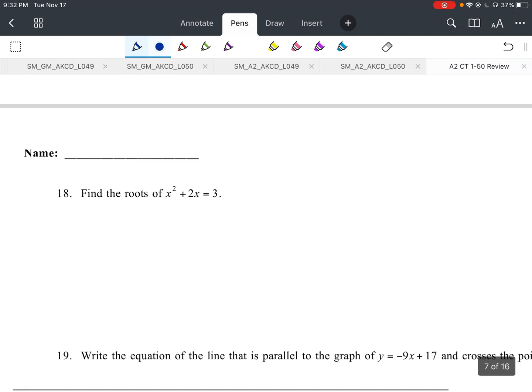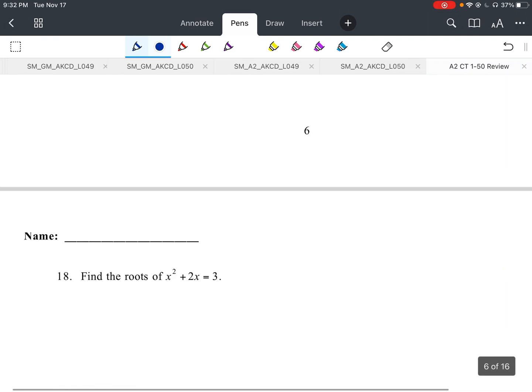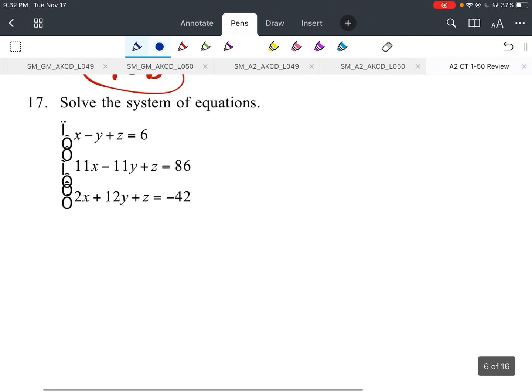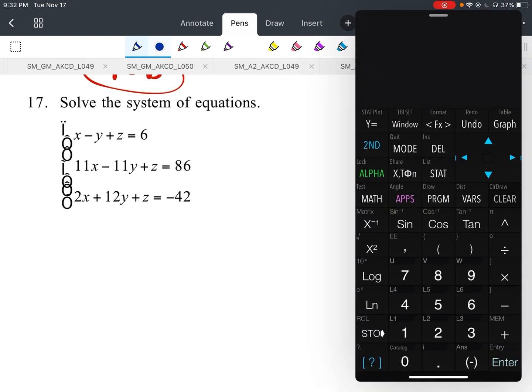All right, let's just do a couple more. Let's see if I can get to 20. If I can get to 20, I'll be happy. Let's see if we can do it before I wear out.